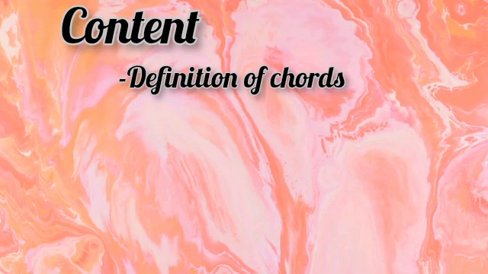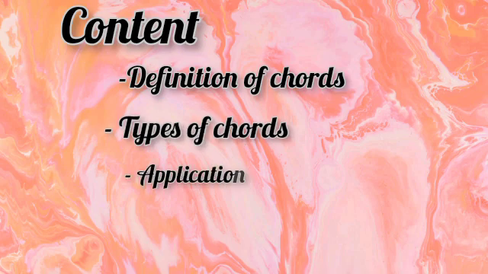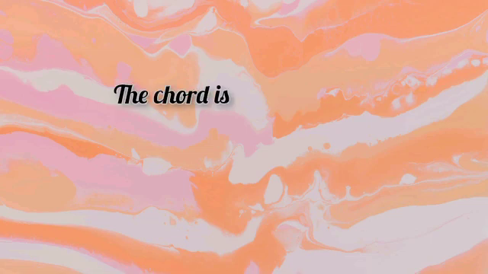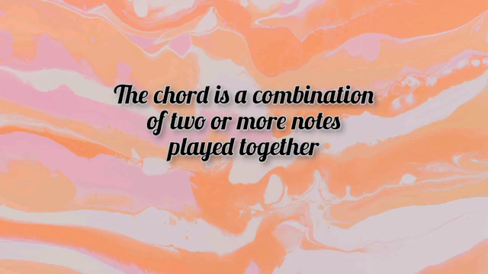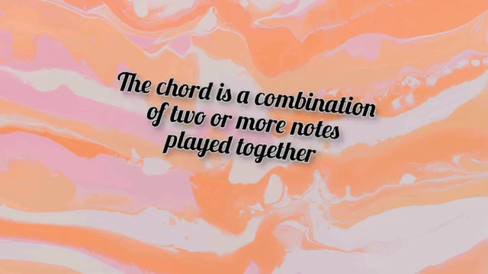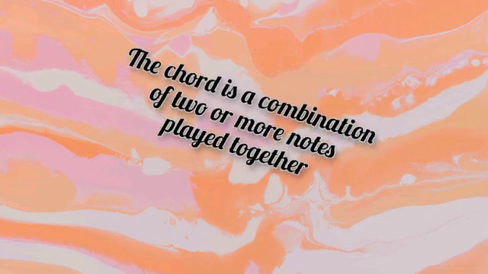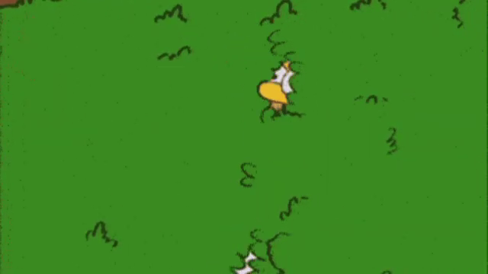First, we learn the definition of chord. We did that last time, so we'll recap. Then we go into types of chord, explain them, then show you how to play them on the keyboard. First, what is a chord? A chord is a combination of two or more notes played together.